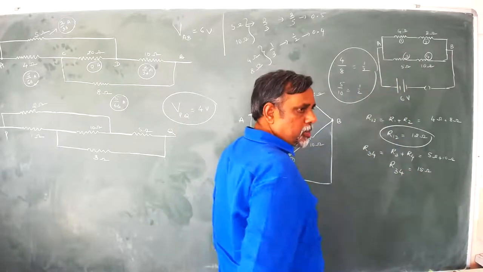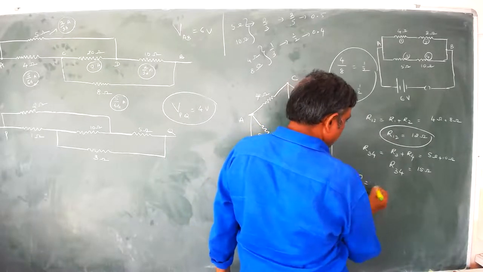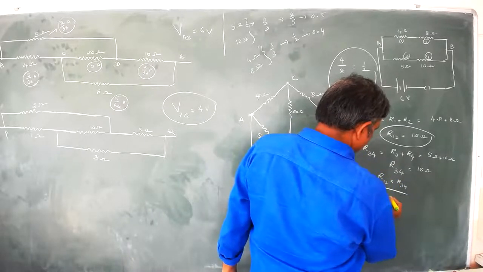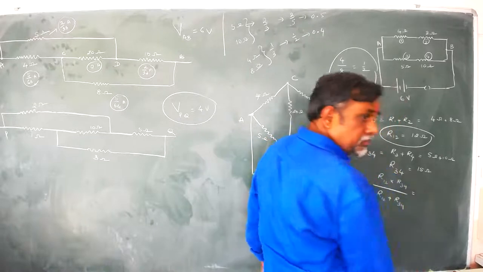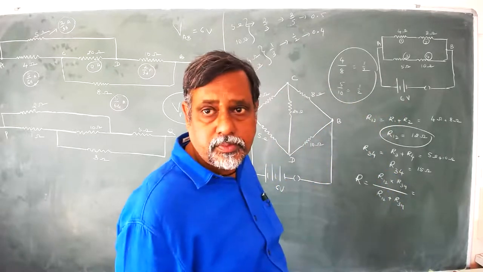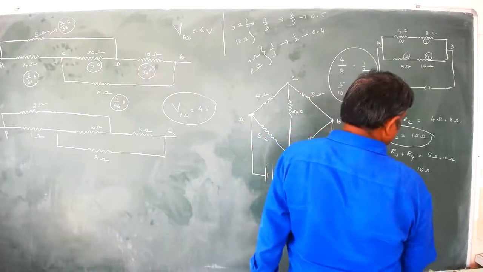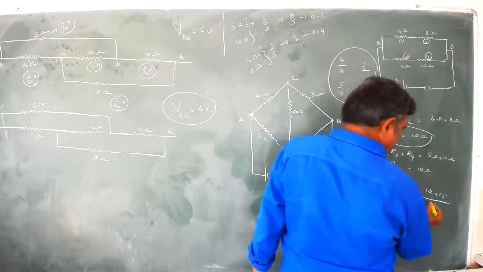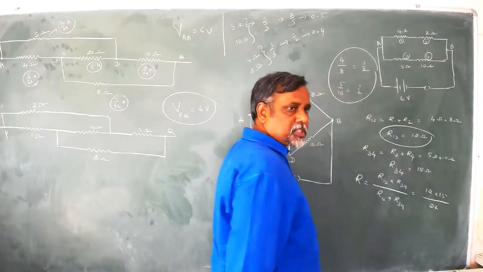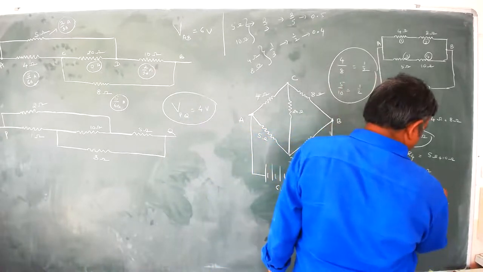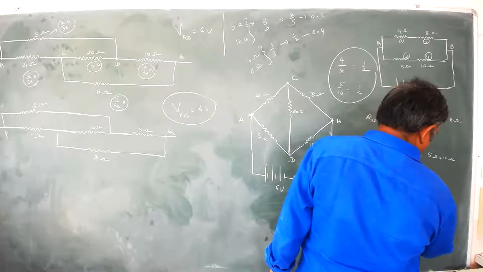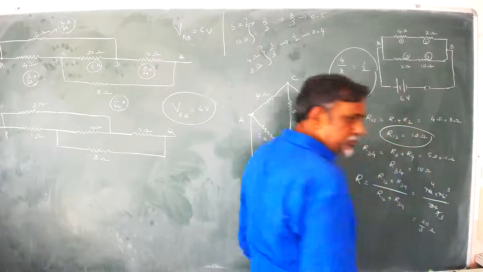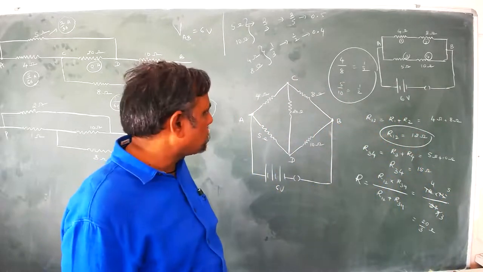Now these two things are in parallel formation, for the effective resistance. So R12 into R34 divided by R12 plus R34. R12 is how much? 12 plus 15, 27. So the result is 20 by 3 ohm. That is the effective resistance of the circuit.